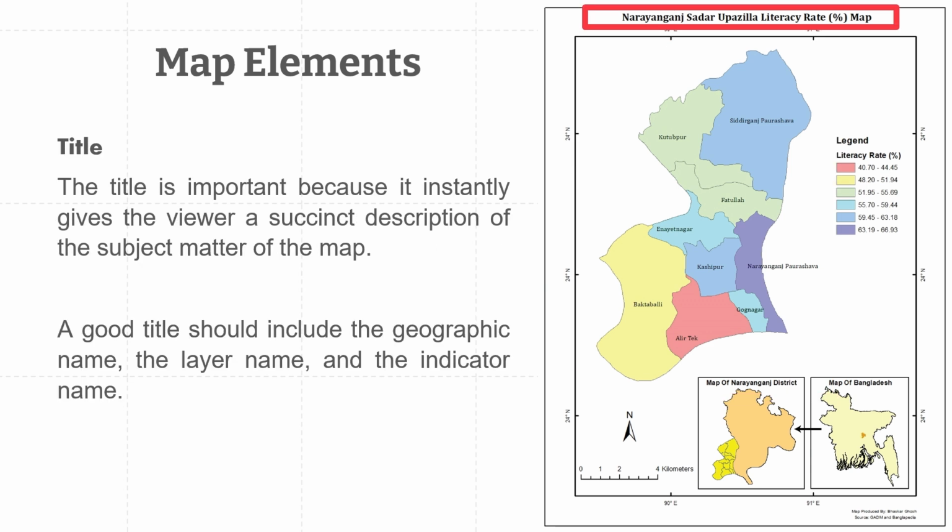Next, let's learn about the title. The title is important because it instantly gives the viewer a succinct description of the subject matter of the map. A good title should include the geographic name, the layer name, and the indicator name. Here we can see the title of a map at the top of the map.